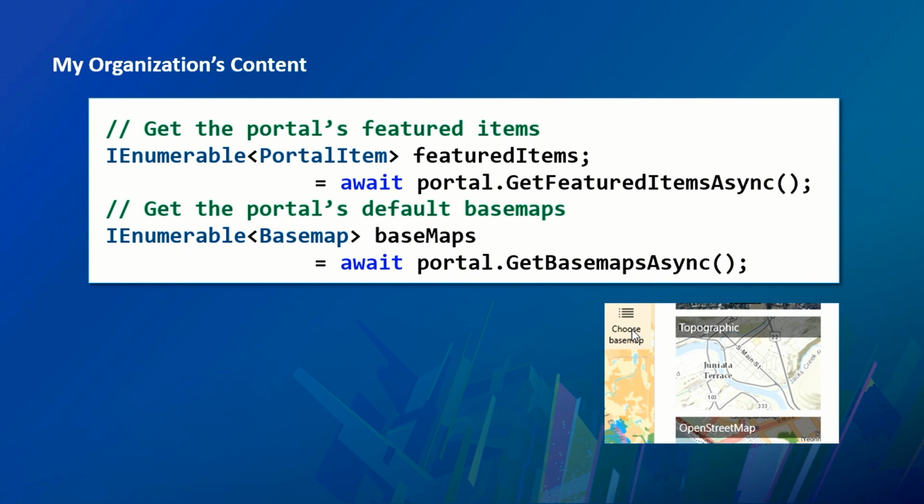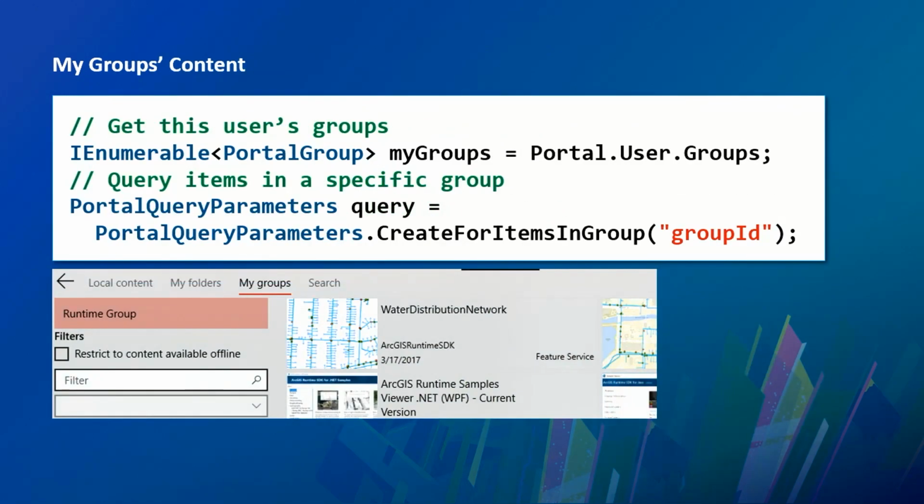Oh, and I should mention featured items. When you log into a portal for the first time or you go to the home page, it can be configured to show a set of initial default items. And we support retrieving those and showing them as well, although we didn't see that in the demos that I showed.